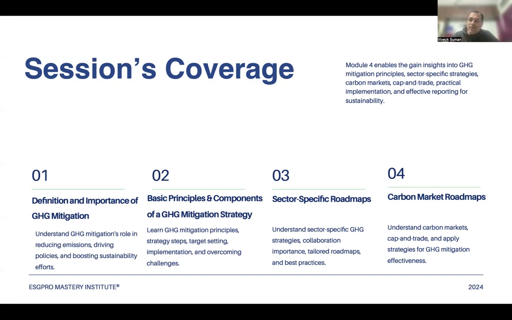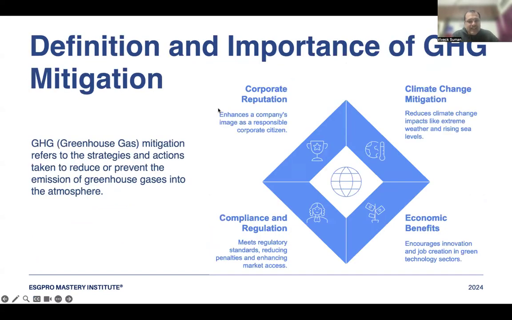And then we will also go into two additional case studies, which I will not cover today: Germany's energy management company, and Toyota, and what mitigation factors they are implementing. We will also try to cover today sector-specific roadmaps and carbon market roadmaps, which will be part of module 5. Let's start with the definition and importance of GHG mitigation.